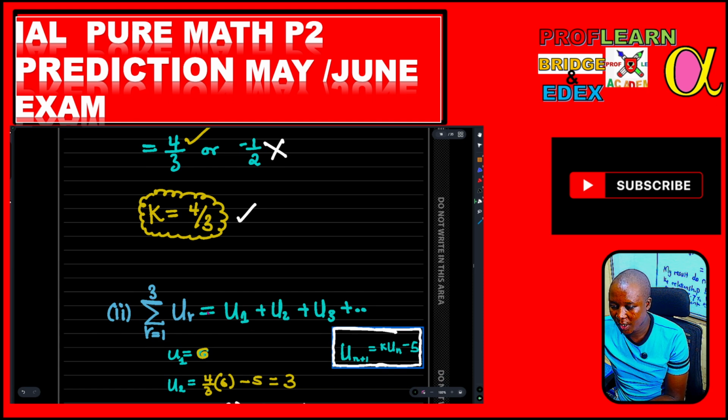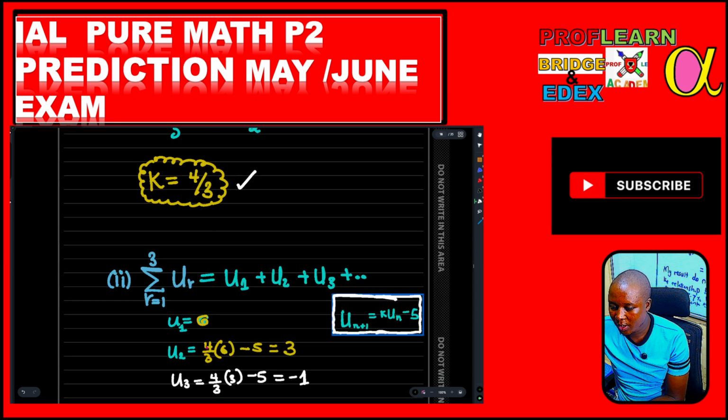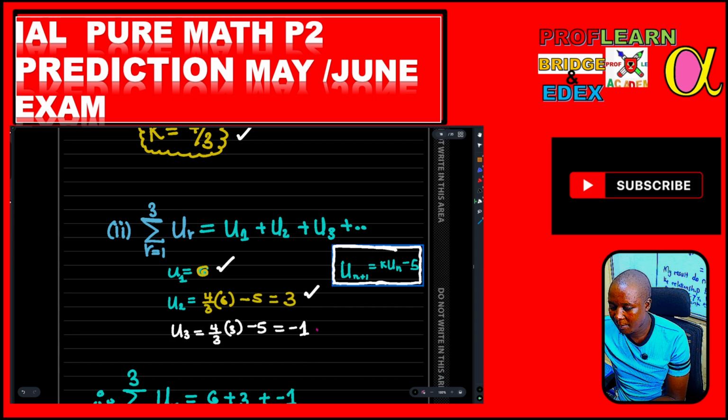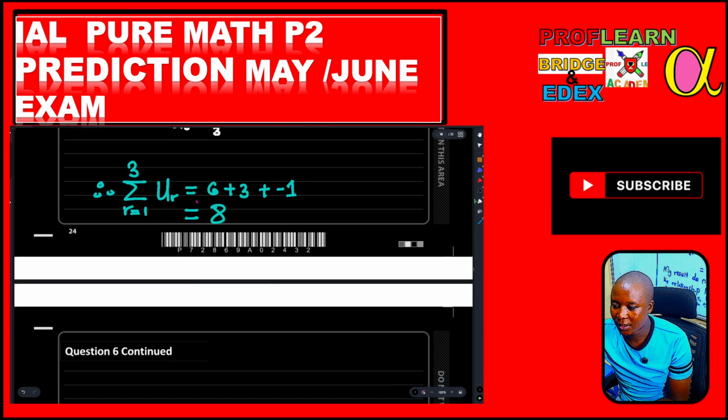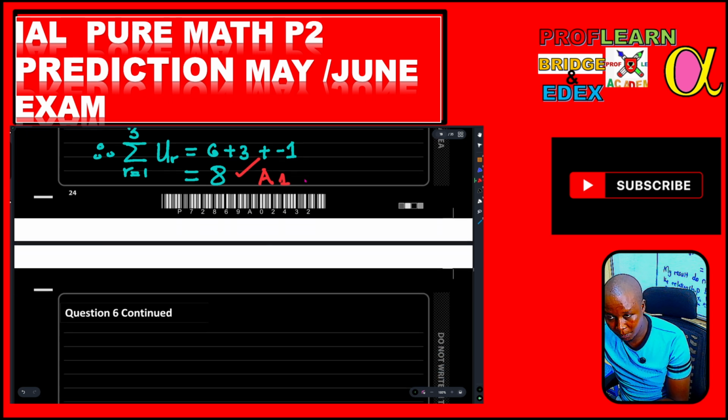Then we were supposed to find the summation of ur here, but remember u was given as u(n+1) equals k un minus 5. We had gotten u1 to be basically 6, u2 we had gotten to be basically 3, and u3 we had been told is -1. So because we are finding the sum from 1 all the way to 3, the sum becomes 6 plus 3 plus -1, and the answer translates to 8. And you'll see the examiner says answer 8, and the method is correct. You earn all the marks for that particular question.